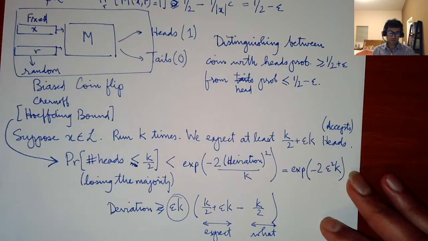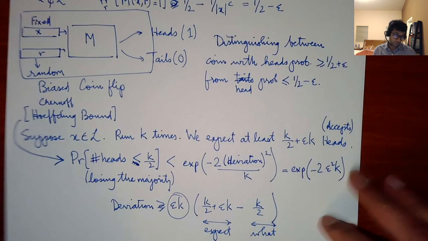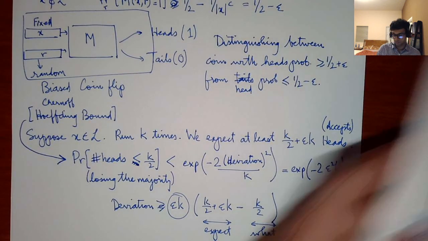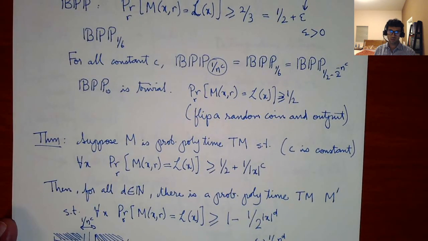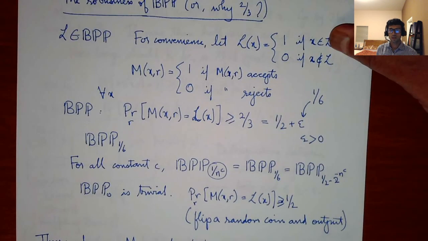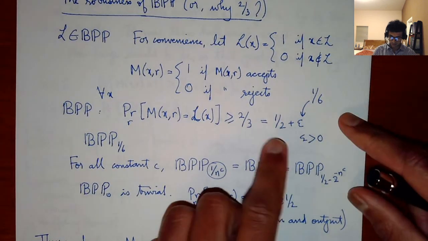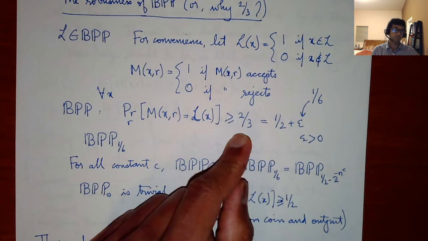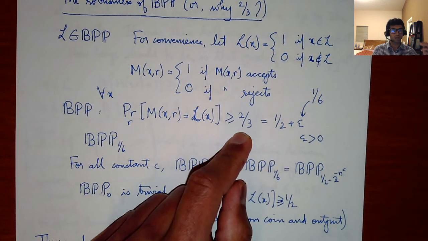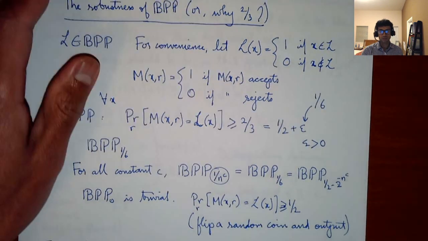So this is a very important aspect, which is the robustness of BPP, right? Which tells us that the 2/3 is a matter of convenience. But what it also tells us is that we can replace the 2/3 with essentially 1 minus something exponentially small, and this will be very helpful in proving a collection of theorems.